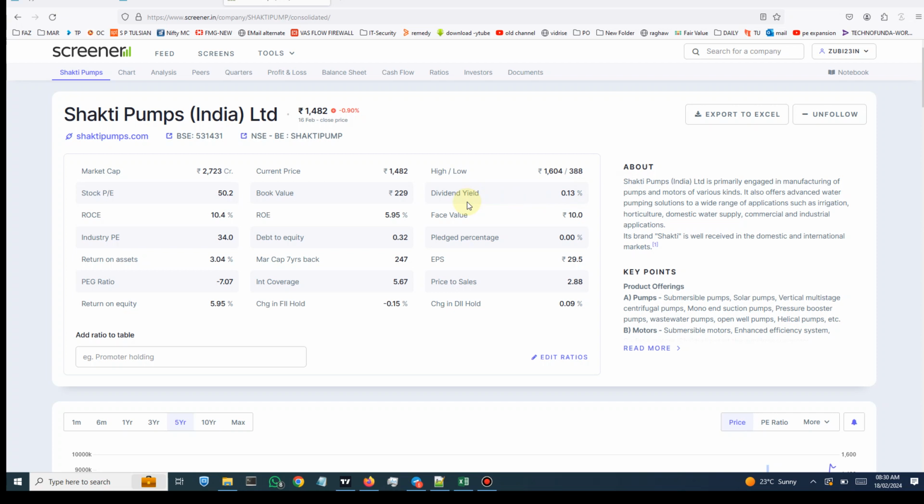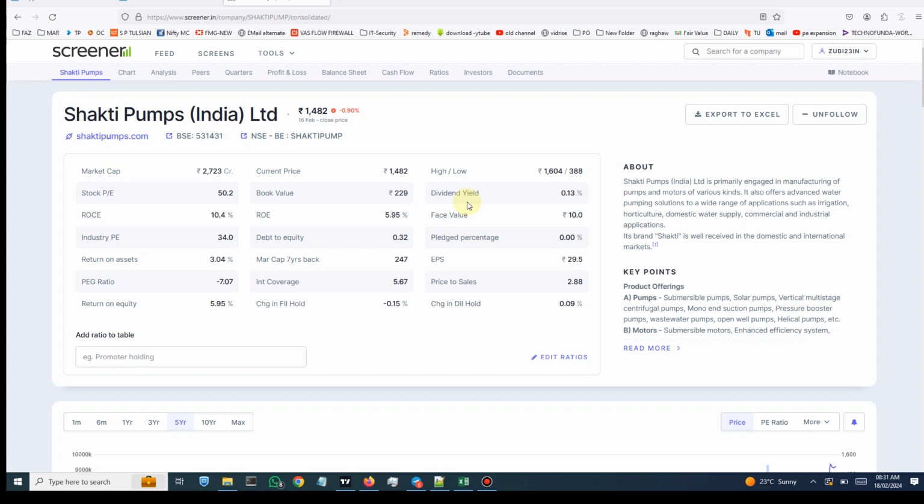The stock which I wanted to discuss with you guys today, the name of the stock is Shakti Pumps. Now let's first try to analyze this stock on fundamental basis. After that, we'll analyze the chart, doing the multi-time frame analysis as we usually do. We'll be first analyzing the monthly chart, then the weekly chart, and then the daily chart.